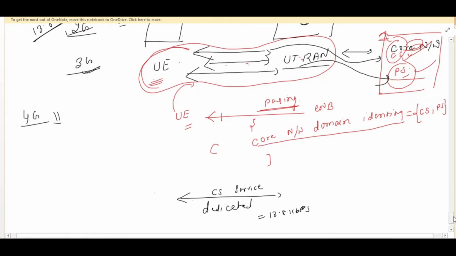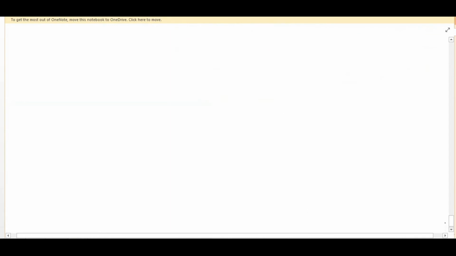But in PS services, you can use the shared channel if dedicated is not available. Suppose yesterday, for example, we have seen only 125 channels were there. It means if a 126th user tries to call in FDMA, all channels are busy. You will hear that the channels of this route are busy.